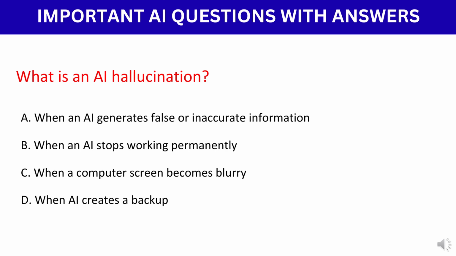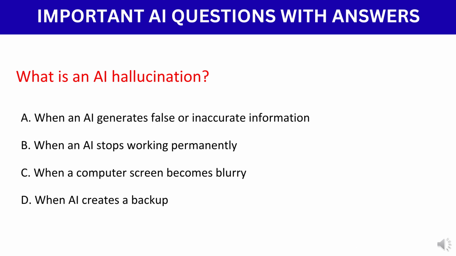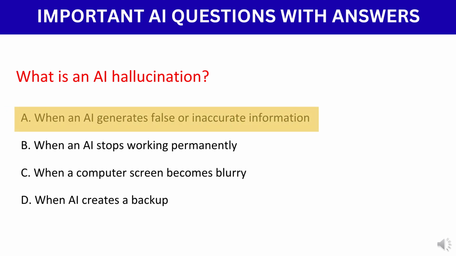Question number 17. What is an AI hallucination? Option A. When an AI generates false or inaccurate information. Option B. When an AI stops working permanently. Option C. When a computer screen becomes blurry. Option D. When AI creates a backup. The correct answer is option A. When an AI generates false or inaccurate information.